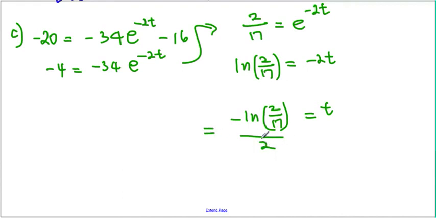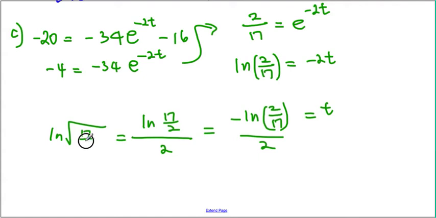Now, what is that equal to? Negative implies the reciprocal of the fraction. So we end up getting ln of 17 over 2, over 2. Now, this is the same as 1/2, but when you bring the 1/2 into the expression, we end up getting ln of the square root of 17 over 2. That becomes our final answer.